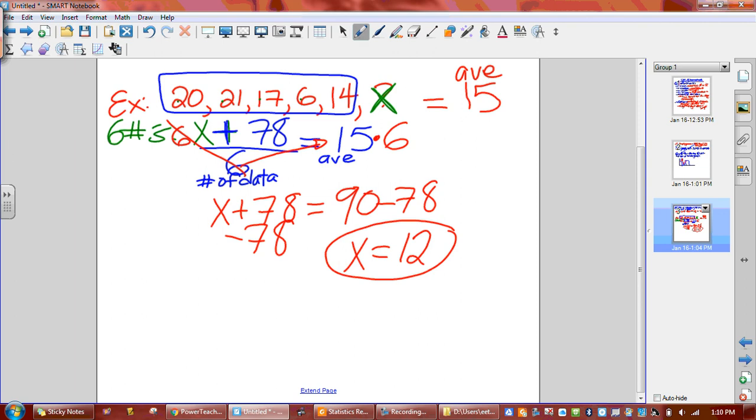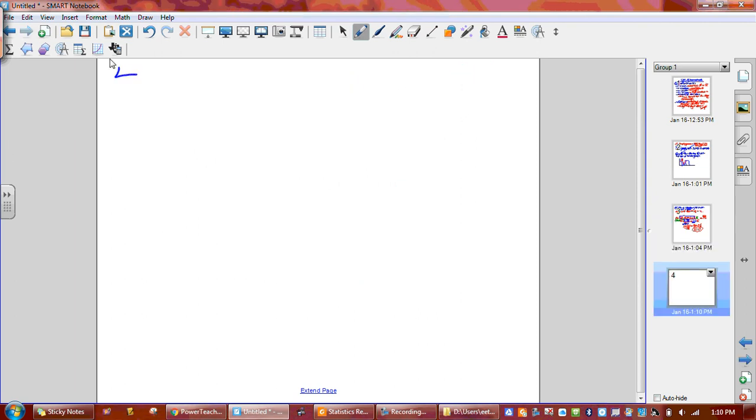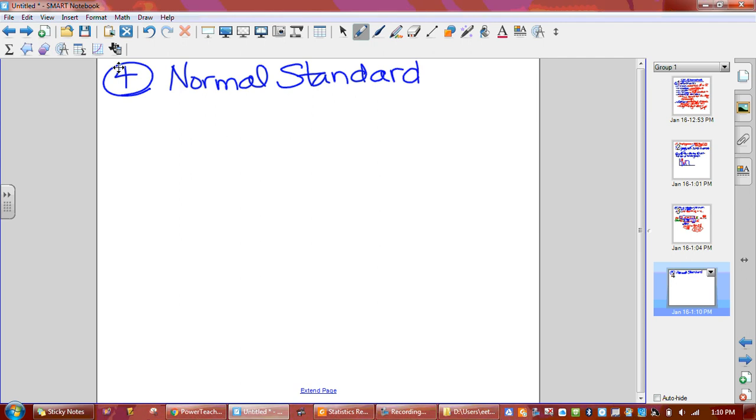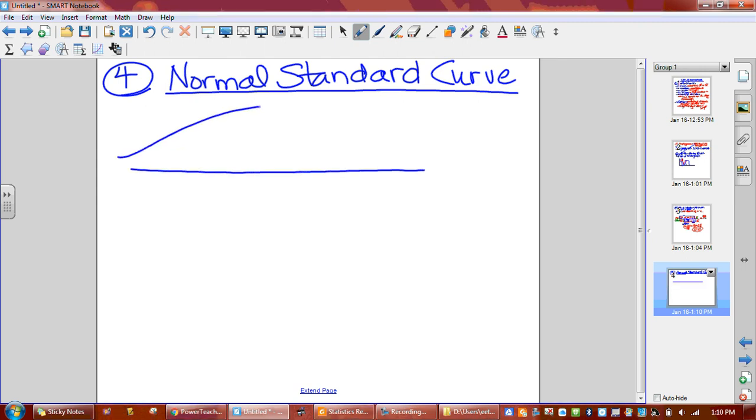Okay, number 4. We need to talk about the normal, standard curve. Okay, that's your normal standard distribution curve. That's your bell curve. So, we need to know the regions on the bell curve. So, the mean, median, and mode are now in the middle. They're all 0 when we go to a bell curve.